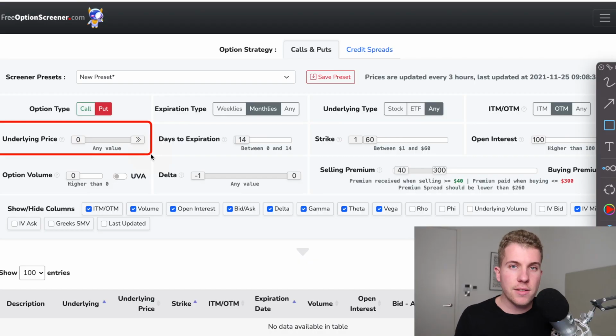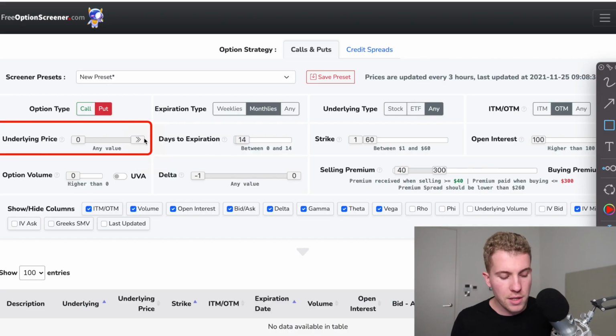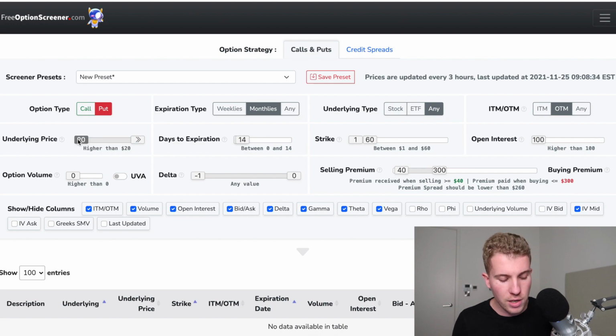That's why the first thing that I did when I started with options is to create a watch list of cheap stocks that I could trade over and over, and they would have cheap options that wouldn't require a lot of capital. And I think that's a very, very important thing to do, especially if you don't have a lot of capital. So in the underlying price, we could say, for example, any stock between $20 and let's say $75. I think you have plenty of great stocks that are quite cheap.